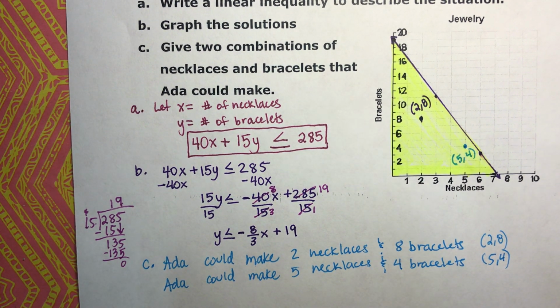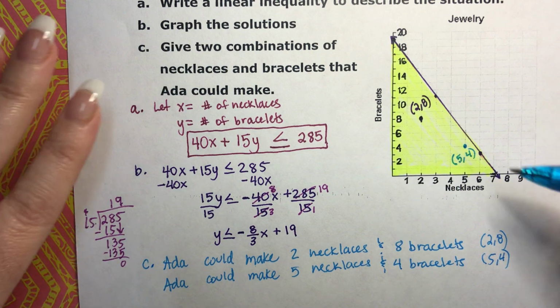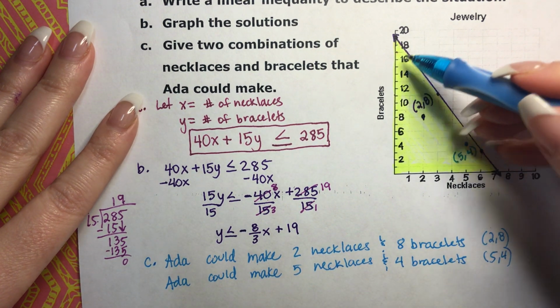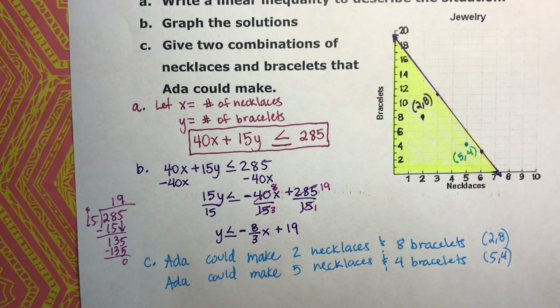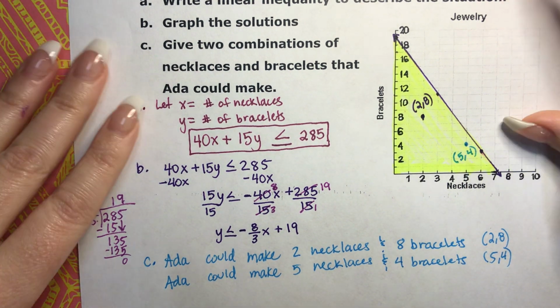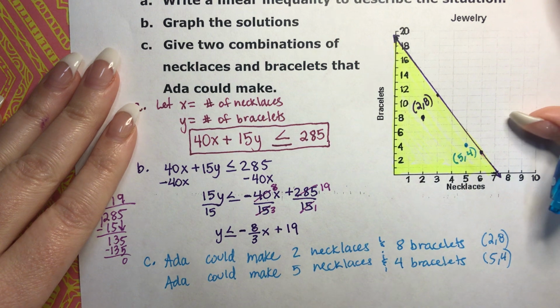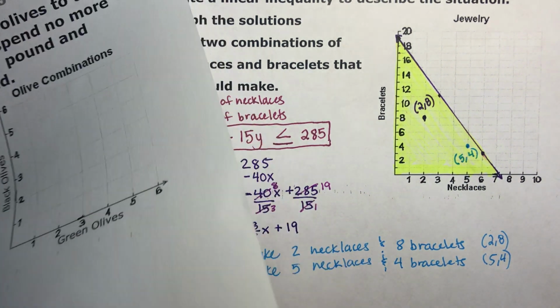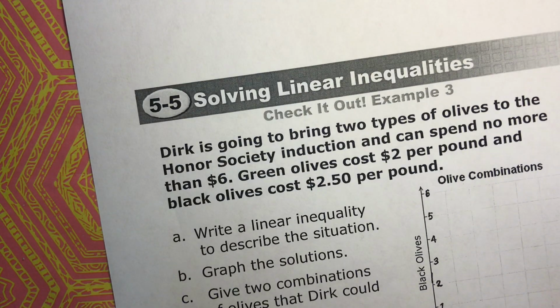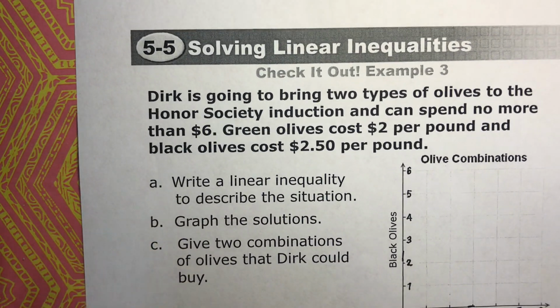And those are just 2 combinations, but there's a lot of other combinations. Really, anything in here or any of these ordered pairs along this boundary line could also be. There's a ton of solutions with these inequalities. So perfect. That's it for example 3. But let's go ahead and look at check it out example 3.